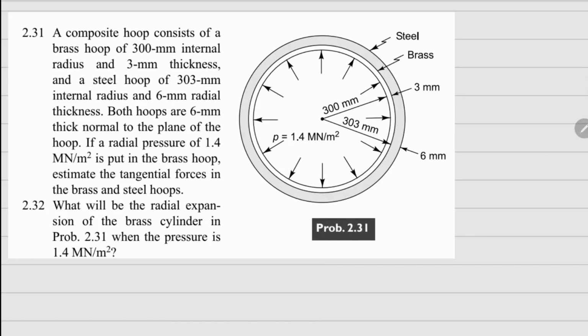This one is 2.31. Here we have a composite hoop that is made of two hoops, one made of brass, one made of steel. The dimensions are given here. Brass is internal radius 300 millimeter and thickness 3 millimeter. Similarly, your steel is 303 millimeter internal radius and 6 mm thickness there. Now this assembly has this internal pressure which is 1.4 megapascals, and we need to figure out what is the tangential force in these individual hoops there.